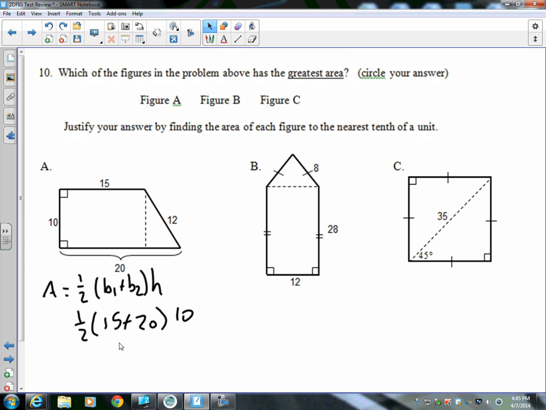20 plus 15 is 35. 35 times 10 times 1/2 gives us 175.